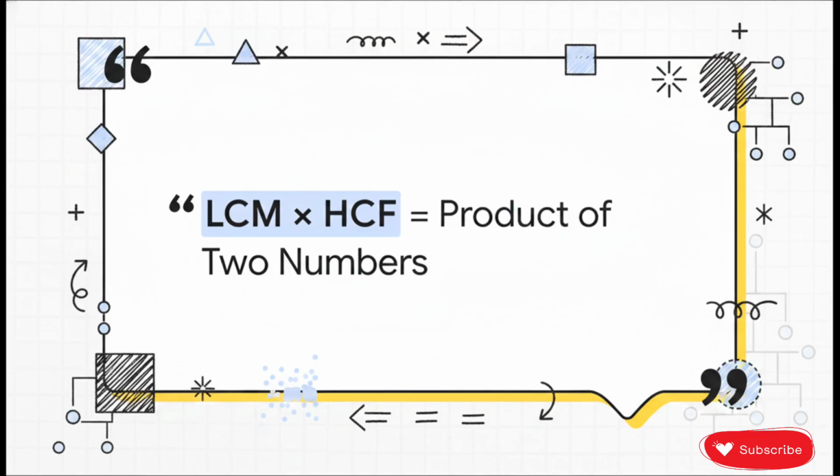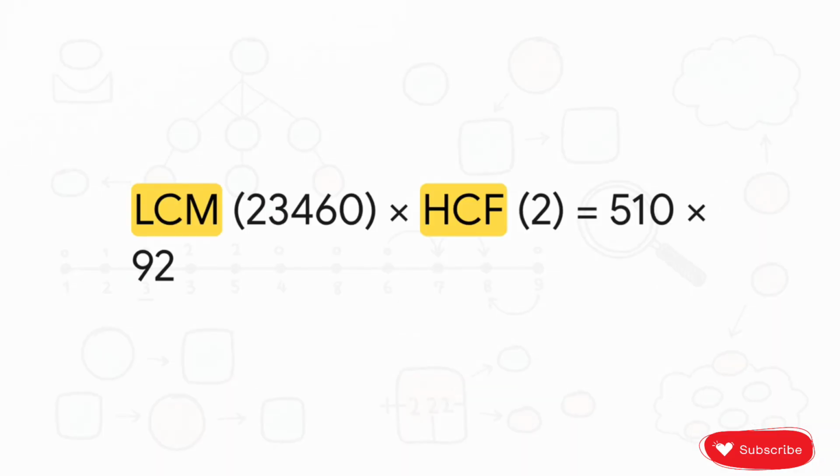It tells us that if you take the LCM of 2 numbers and multiply it by their HCF, the result will always, and I mean absolutely always, be exactly the same as multiplying the original 2 numbers together. It feels a bit like magic, but I promise you it's pure mathematical logic. Let's actually test this out, right?